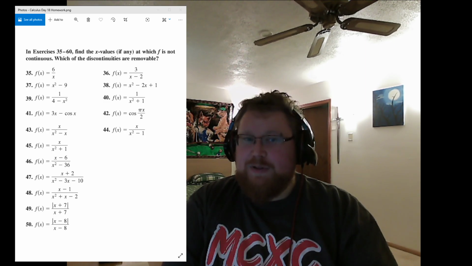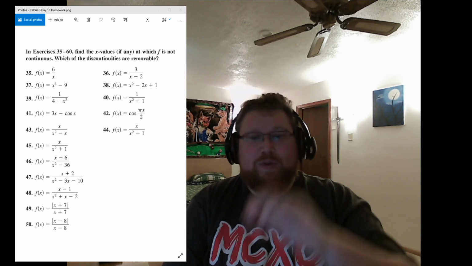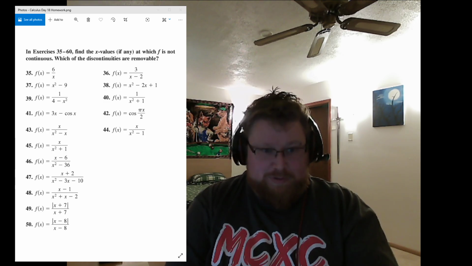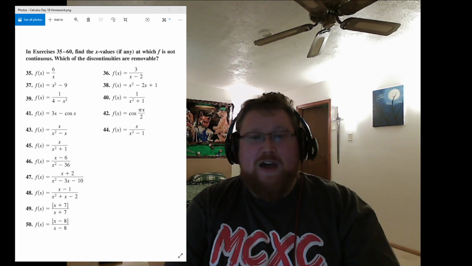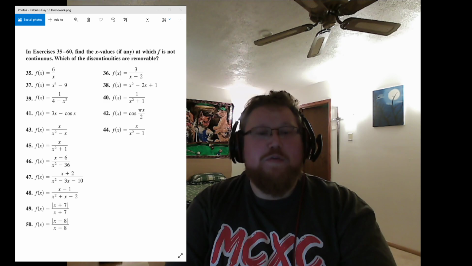Notice the second part, though. Which of the discontinuities are removable? Now remember, removable discontinuities are ones where the top cancels with the bottom, creating something that's removable. Notice that there's no x on top to cancel with the x on bottom, so on 35, there are no removable discontinuities. They are all non-removable.